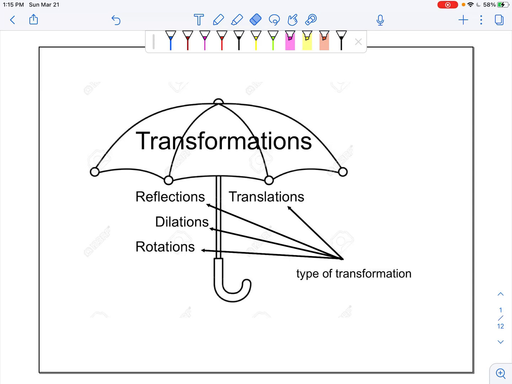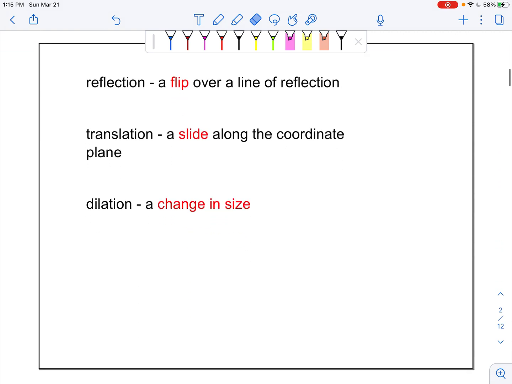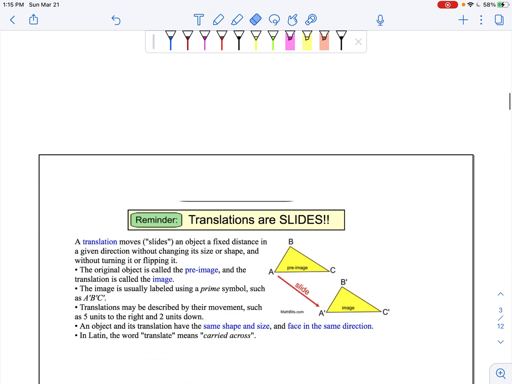We're going to be continuing our lessons with transformations, and today we're actually going to be working with translations. So let's get started. Remember, a reflection is a flip over a line of reflection, so it's like you're looking at the image in the mirror. And a translation is a slide, so it's like you're looking at the back of it. So it's just sliding forward, up, down, back, that kind of thing. Dilation is a change in size, and we're going to do those at another time.